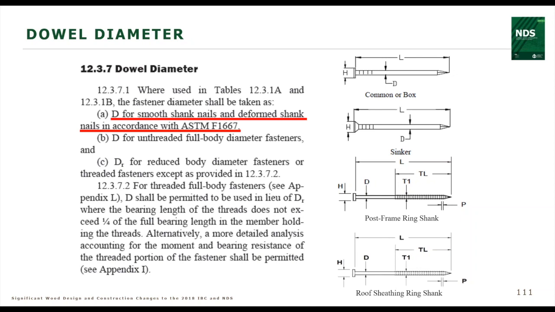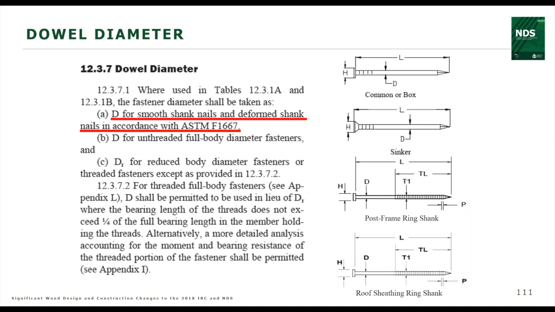All right, another change that was made in ASTM standard was in ASTM F1575. This is the test method for determining bending yield moment of nails. So this clarified that the nail bending yield strength is based on the nominal diameter, which is D, and not the root diameter, which is D sub R.